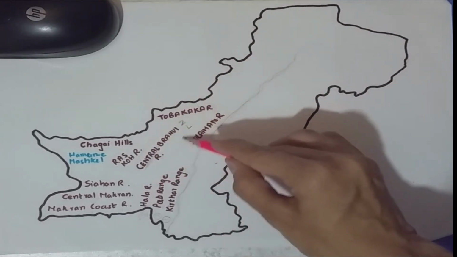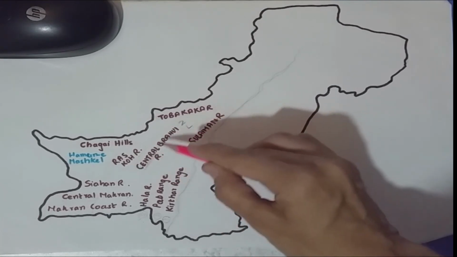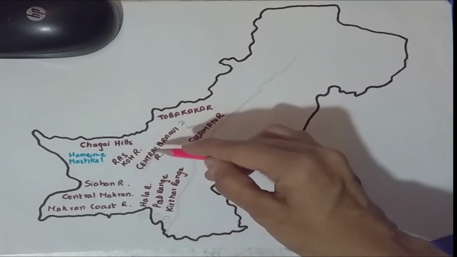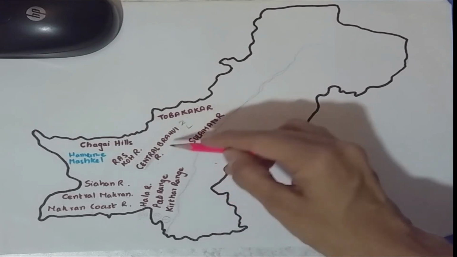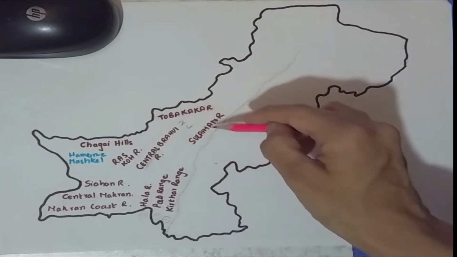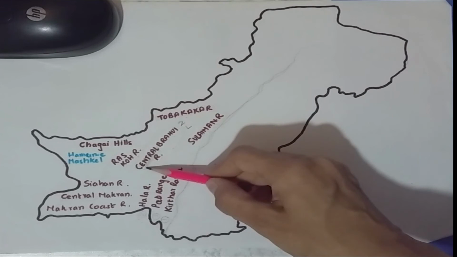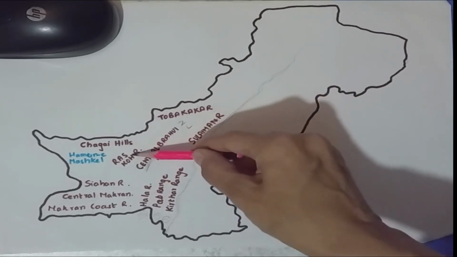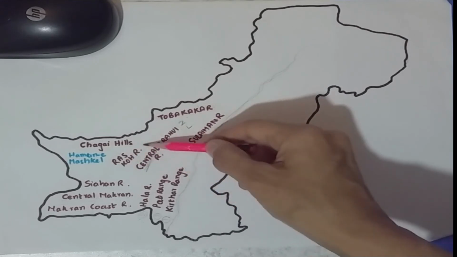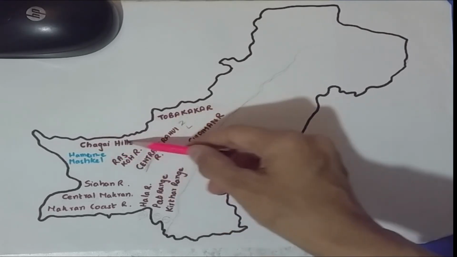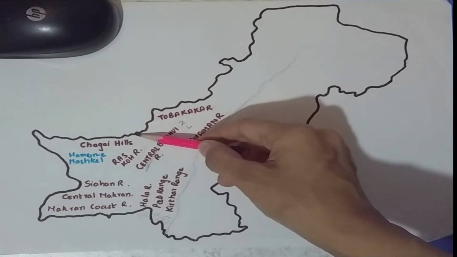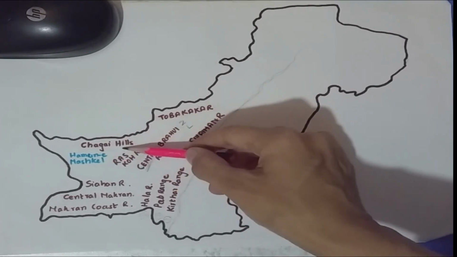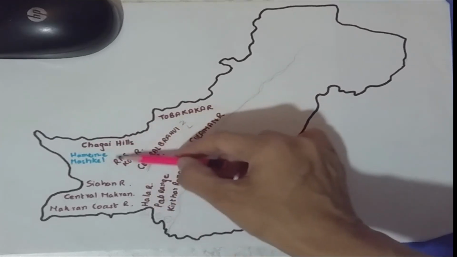If a range is marked somewhere here, you should know that this is the central part, and it has to be the Central Brahui Range. It is also in between the Toba Kakar and the Suleiman Range. That's why the name, easier to remember. Central Brahui Range. Next to the Central Brahui Range will be the Raskoh Range, and bordering this, the topmost border will be the Chagai Hills. Below the Chagai Hills is the Hamun-e-Mashkel.